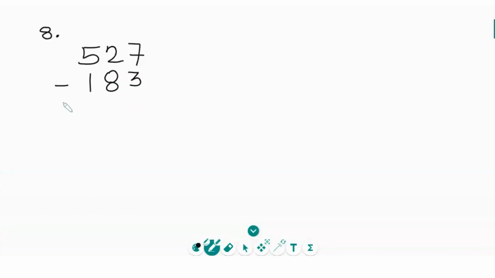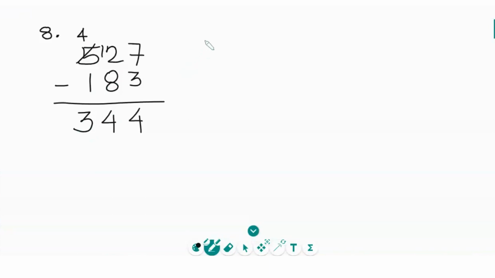Let's move on to number 8. For number 8, we have 527 minus 183. So 7 minus 3 will give us 4. And notice here that 2 is again smaller as compared to 8. So we make this 12, and 5 becomes 4 because we borrowed 1 from it. 12 minus 8 will be 4, and 4 minus 1 will give us 3.